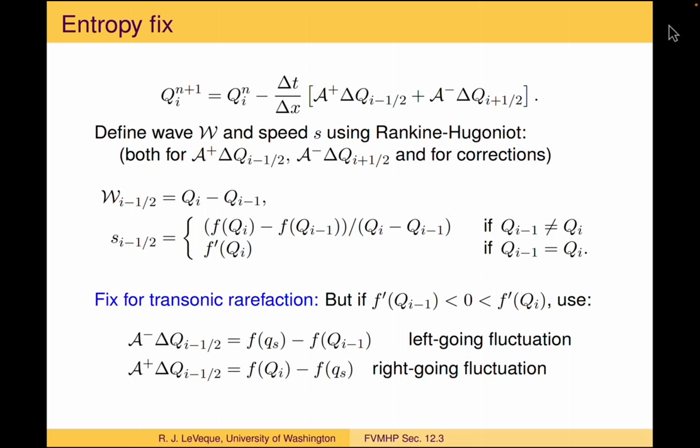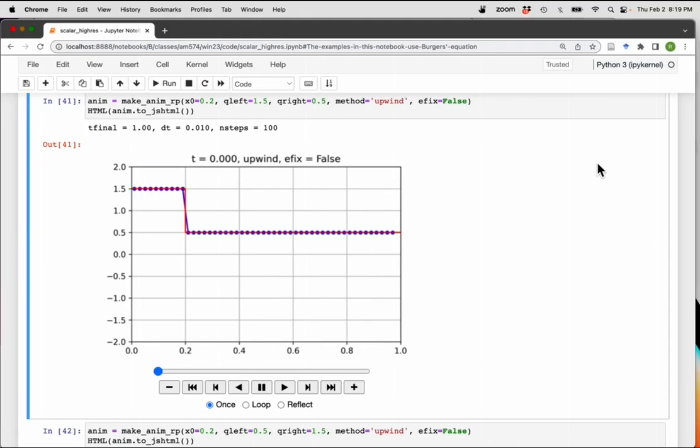So let me switch now to a few examples. So this is a notebook. I'm not going to show you all of the code, but I wrote a little function that just makes an animation for different Riemann problem data.